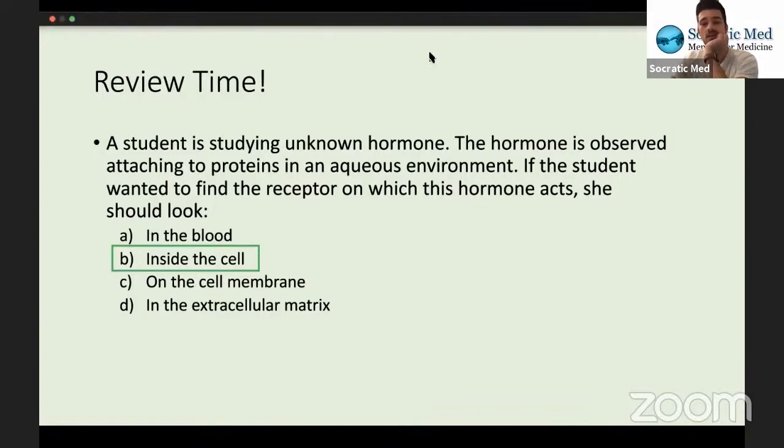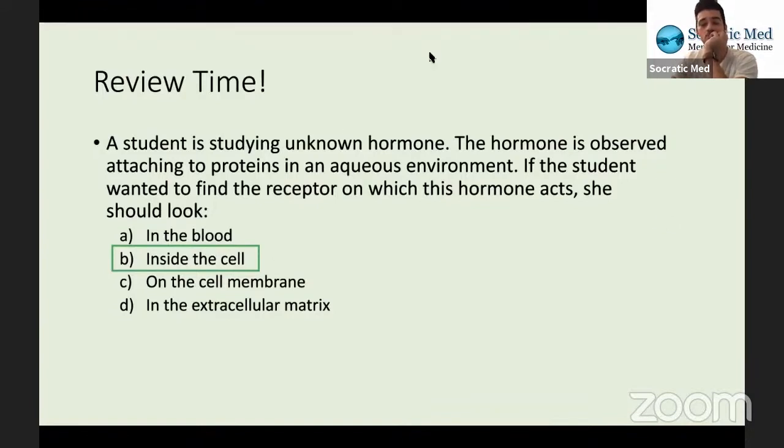So A, B, C. A is in the blood. I wouldn't really look for any hormone receptors in the blood, unless you specifically learned about something that acts on blood tissue, but we haven't really been talking about that in this lecture, so I'm glad nobody picked that one. D, I also would not say, because I just don't think we would find a receptor in the extracellular matrix. When we talk about juxtacrine signaling, it can act on a cell membrane, but it doesn't really have receptors. So B and C, I guess, were the two top choices.